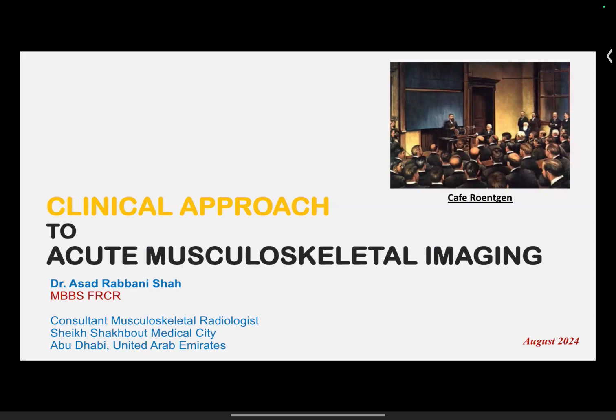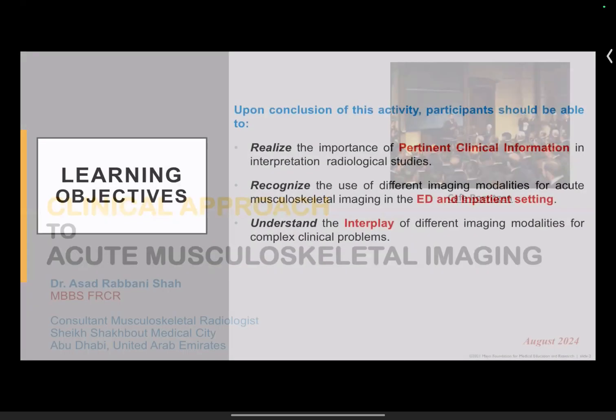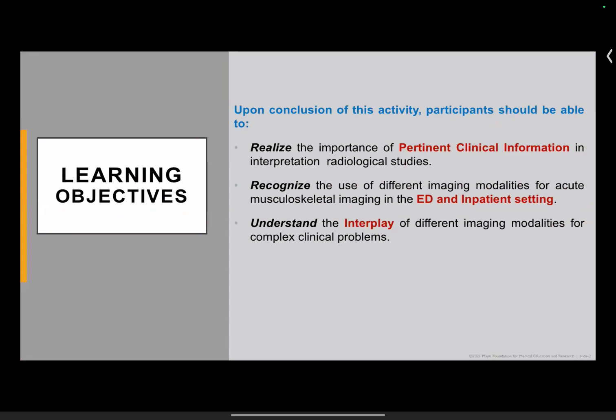So the lecture I'm going to give for the next hour or so, I've given at my own hospital a year back, but I think there are a few valid points which I would like to share with my colleagues who are attending this webinar. The title is Clinical Approach to Acute Musculoskeletal Imaging, and the objectives are to realize the importance of pertinent clinical information when interpreting the radiological studies, recognize the use of different imaging modalities for acute MSK imaging, and understand the interplay. We might have to resort to other imaging, such as MR or ultrasound.